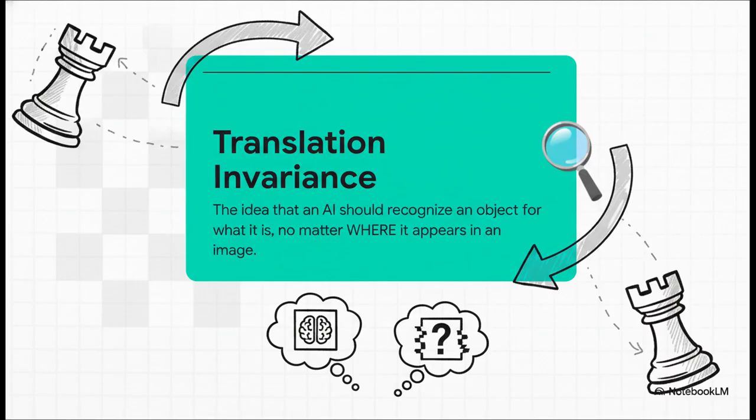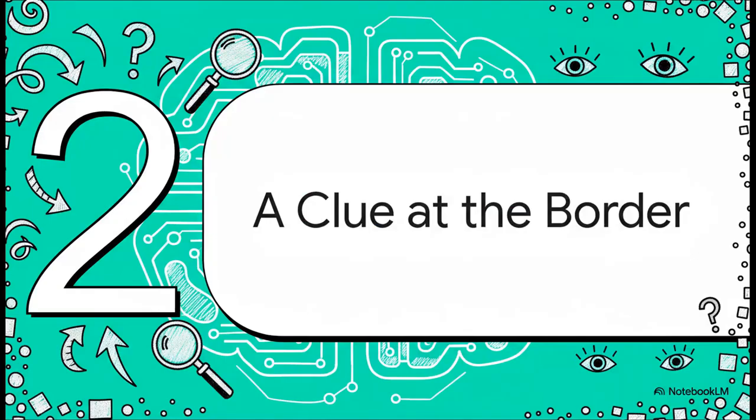It just means that a rook is a rook, whether it's in the top corner of an image or the bottom corner. The AI's ability to recognize that object shouldn't change just because its location does. This is supposed to be like a fundamental feature of convolutional neural networks, the CNNs that power almost all of modern image recognition. But something is clearly breaking that rule. So how is the AI doing this? How is it pulling off this impossible trick?